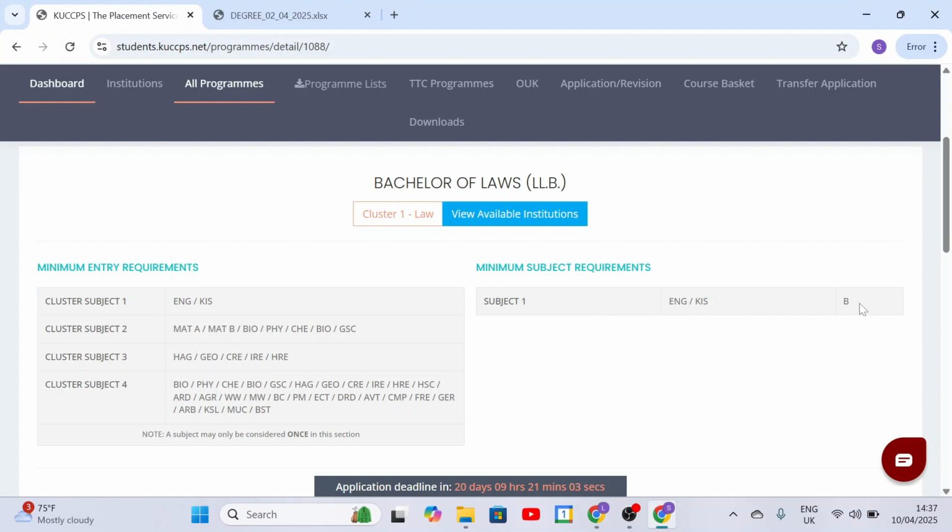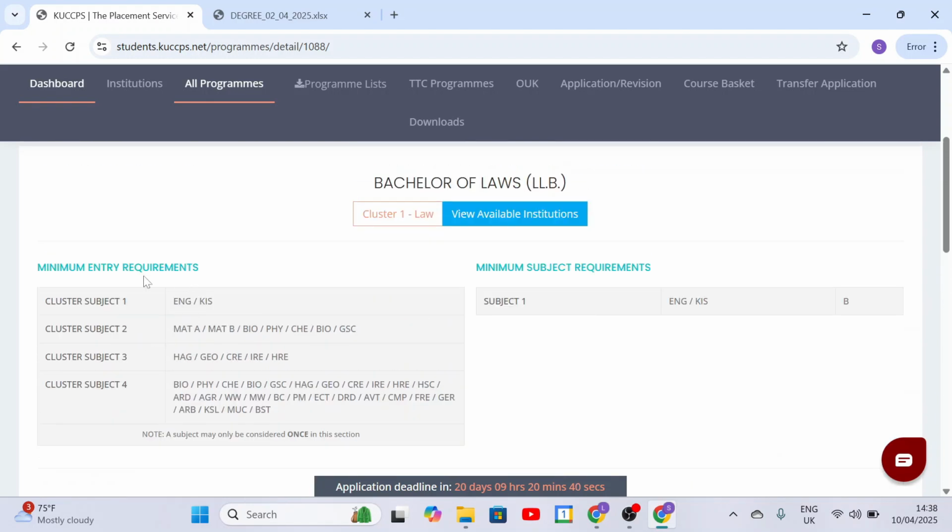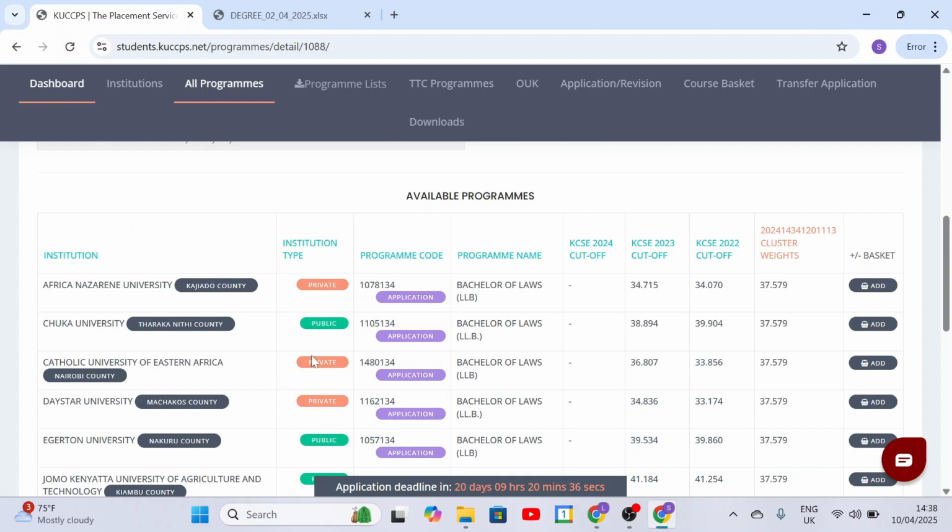You have to have a B. That means that if in both of these subjects you did not get a B, you have a B minus and below, you cannot do law in this country, whether by private means or KUCCPS. So let's see. You can see the cluster weights have changed. For medicine, it was 38 point something, but for law, it has changed to 37.579, simply because the cluster subjects have changed. That's what it means.